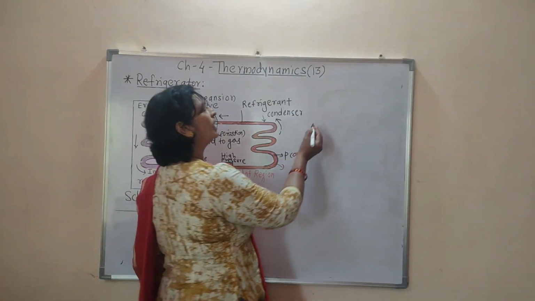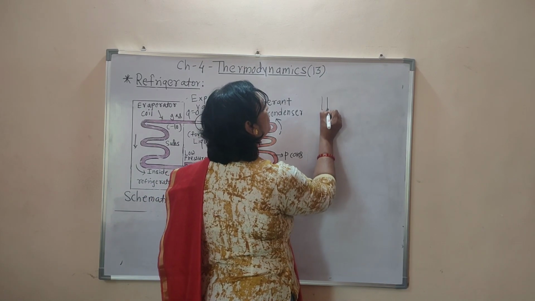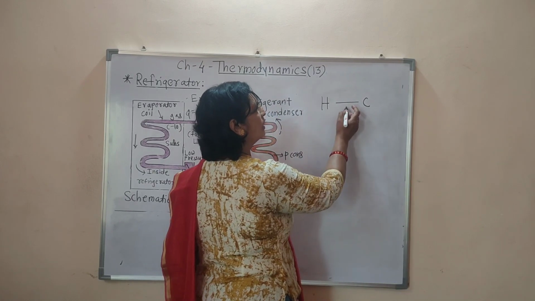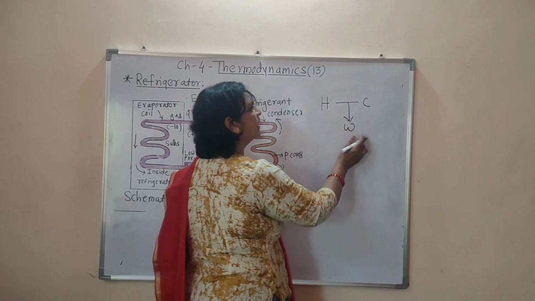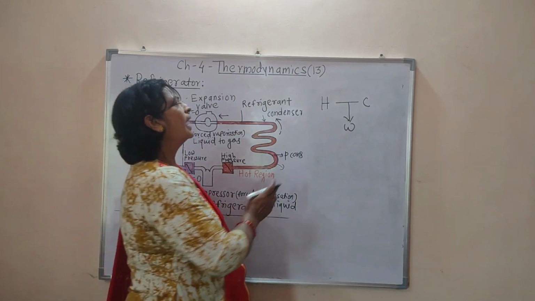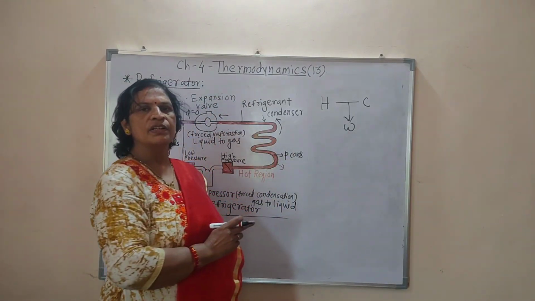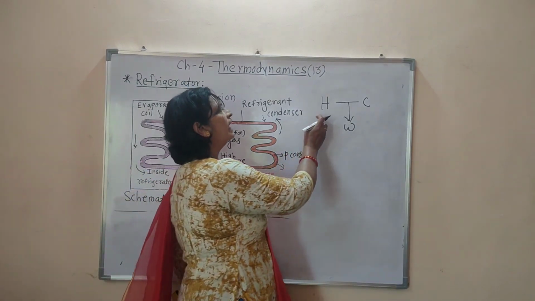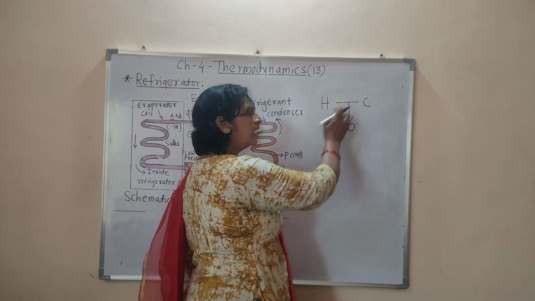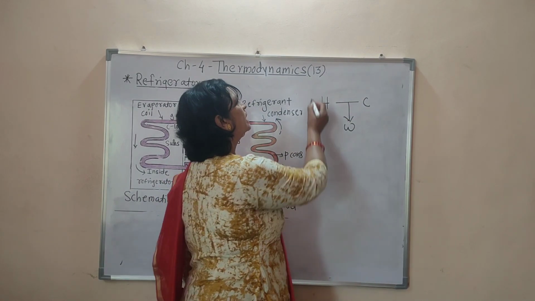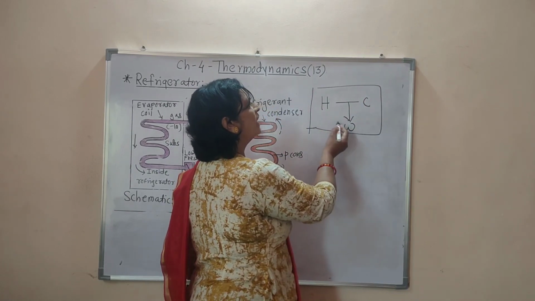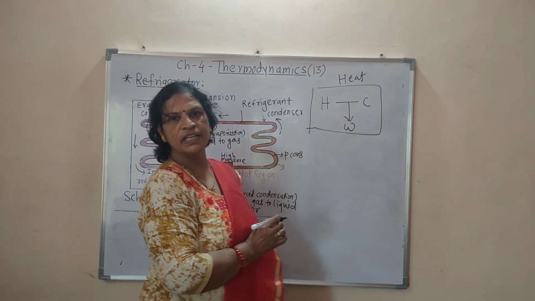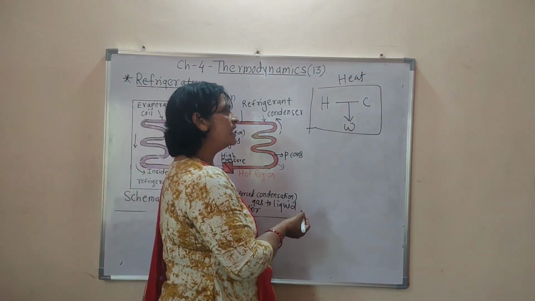In a heat engine, what happens? Heat flows from a hot region to a cold region, or hot reservoir to cold reservoir, and work is done by the system. That is the natural tendency of heat, to flow from higher temperature to lower temperature, and in this case heat gets converted into mechanical work. This is about the heat engine, and that is a spontaneous process.